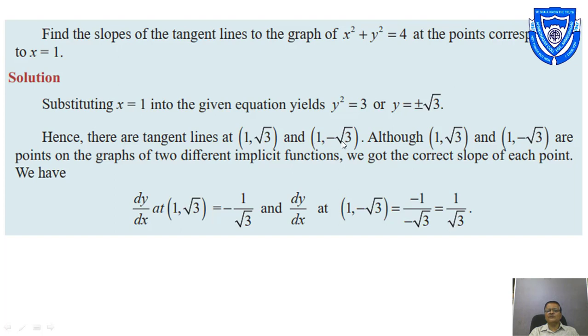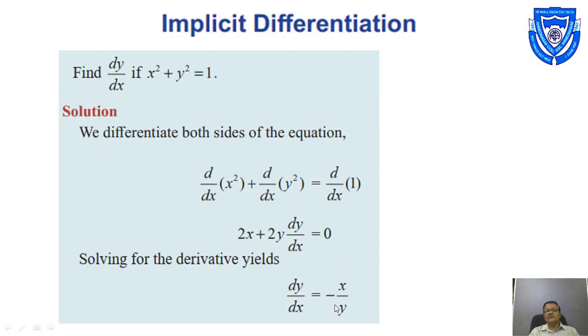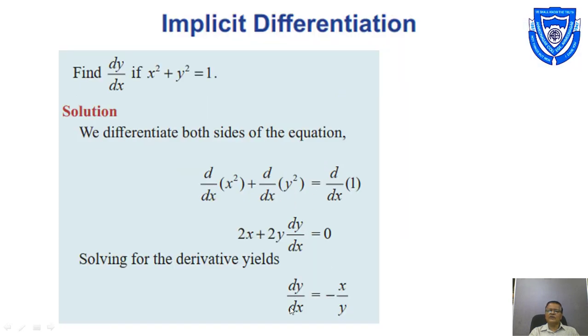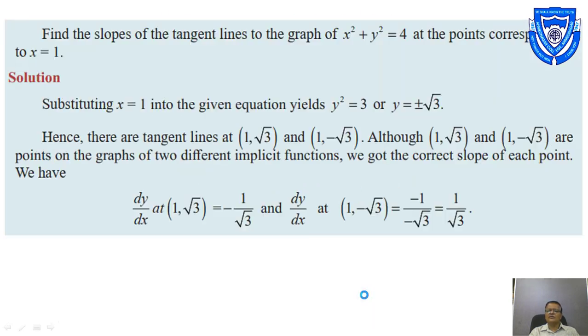We are asked to find slopes of tangents to the circle at these points, meaning the value of the derivative at these points. We differentiate this equation, x square plus y square is equal to 4. Its derivative is minus x upon y. Same as before, in place of 1 we have 4. There the derivative of 1 is 0, and in this example the derivative of 4 will be 0. So we get the same dy by dx equal to minus x upon y.